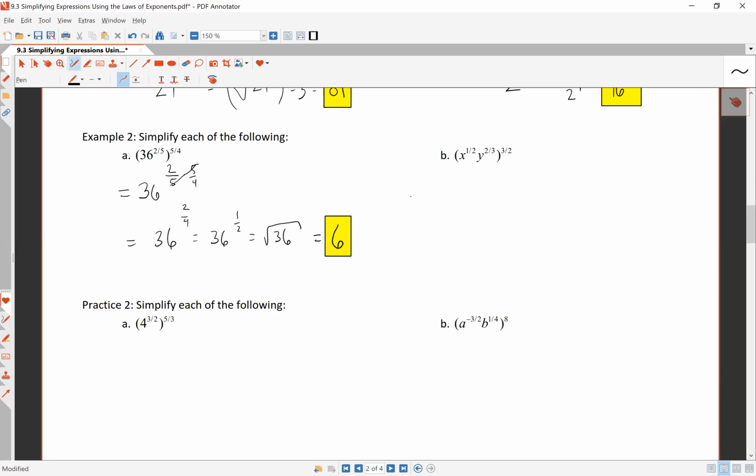Letter B, we have a product raised to a power, so each of those factors, x to the 1/2 gets raised to 3/2, and y to the 2/3 gets raised to the 3/2. Now the power to a power multiplies, so we get 1 times 3 is 3, and 2 times 2 is 4. The 2's cancel, and the 3's cancel, and you're just left with y to the 1st. So we like to write that as x to the 3/4 times y.